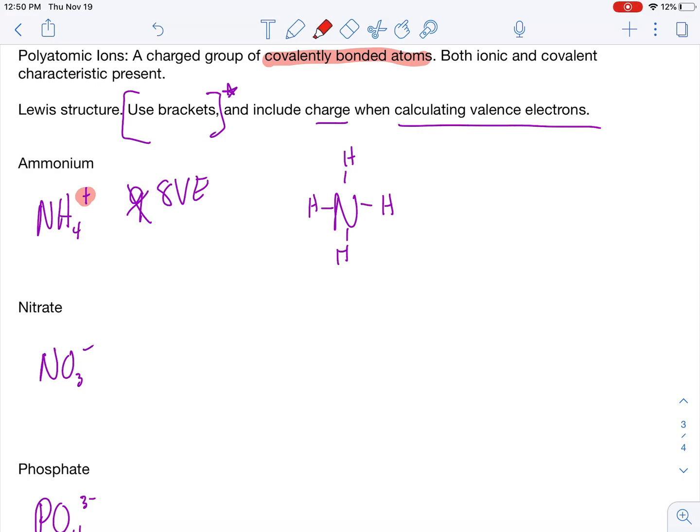I've used 8 valence electrons. I had 8. 2, 4, 6, 8. Each line represents 2 electrons. That looks like a really good Lewis structure. Now, to finish it off, what I have to do is put brackets around it to show everybody that it's a polyatomic ion, and I'm going to include the charge of the polyatomic ion on the outside. That is a complete Lewis structure.